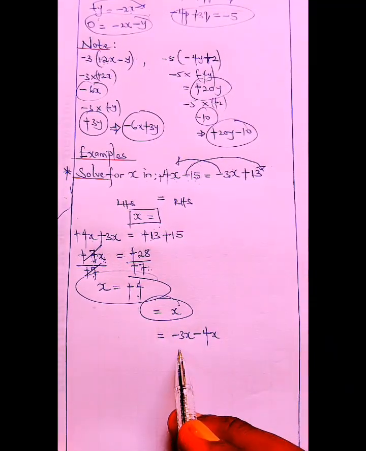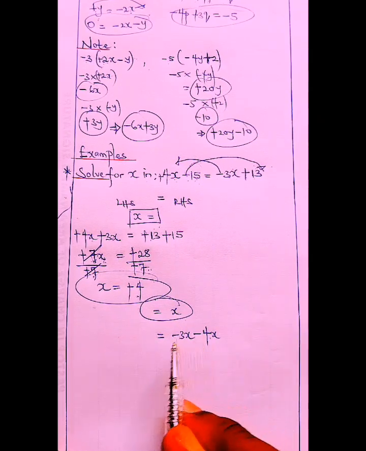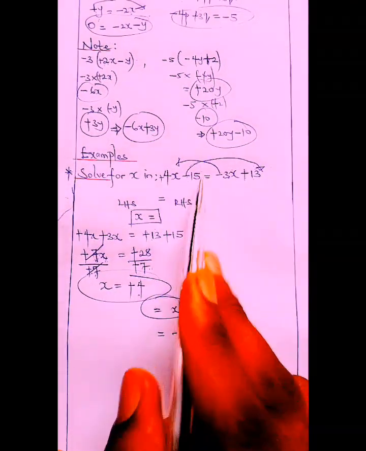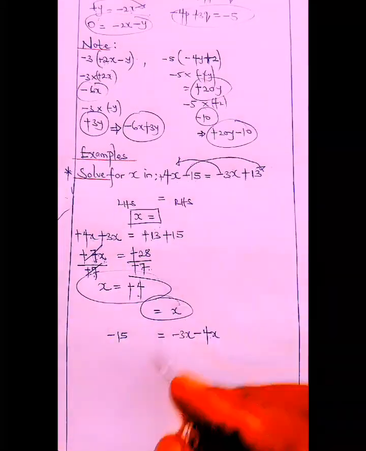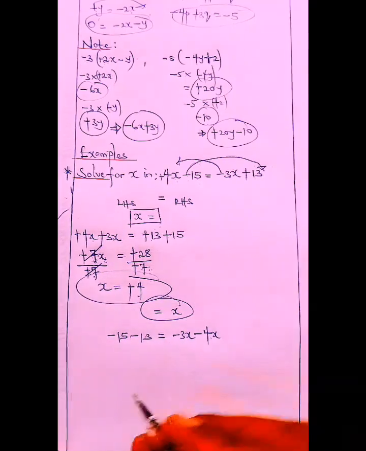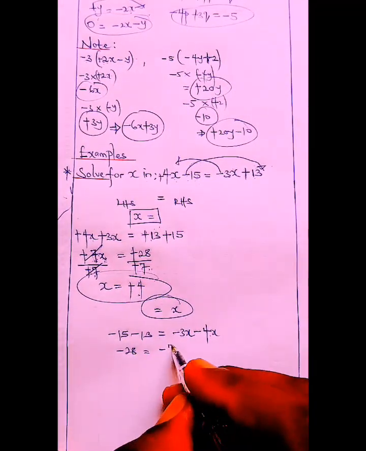No other x again. So if x is going to be on the right hand side, it means the ones without x will be on the left hand side. Minus 15 is already here waiting on the left hand side. So this one crosses down to meet it and becomes minus 13. So minus 15 minus 13 is minus 28, equals minus 7x.